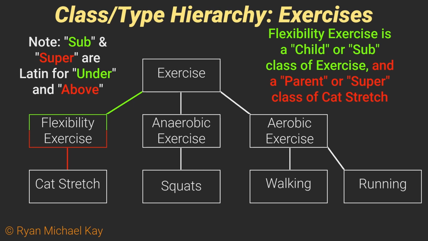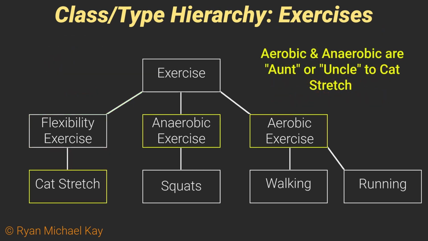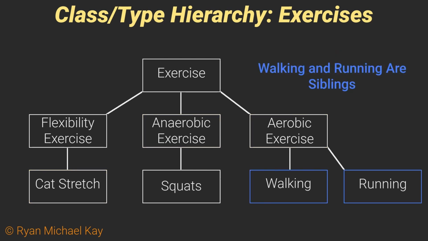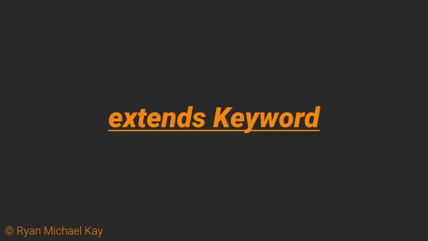These are the most commonly described relationships, but some people will also say that cat stretch is a grandchild of exercise, or that aerobic exercise is the aunt or uncle of cat stretch. We could also say that running and walking are siblings. To return to a Java-specific discussion, OOP languages are designed to build these kinds of class hierarchies, so much so that we use the word class to describe an object in a hierarchy.